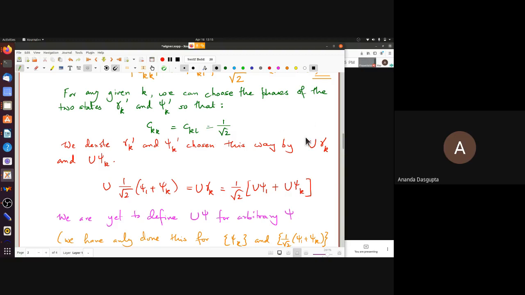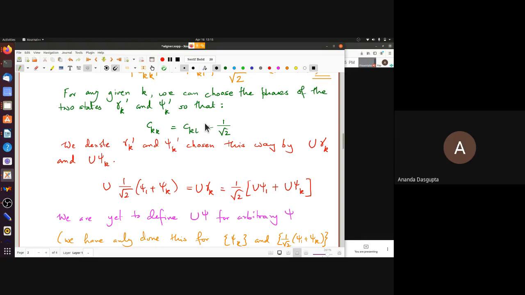What we are going to do is define the operator U by at least saying this much about it. This gamma k prime, for which the phase has been chosen so that ckk and ckl is 1 by root 2, you're going to call that U gamma k. Okay. And psi k prime, again, for which the phase has been chosen here, is what you are going to call U psi k. So you're defining an operator now. You have just told me that when U acts on psi k, it produces psi k prime with this particular choice of the coefficients there.